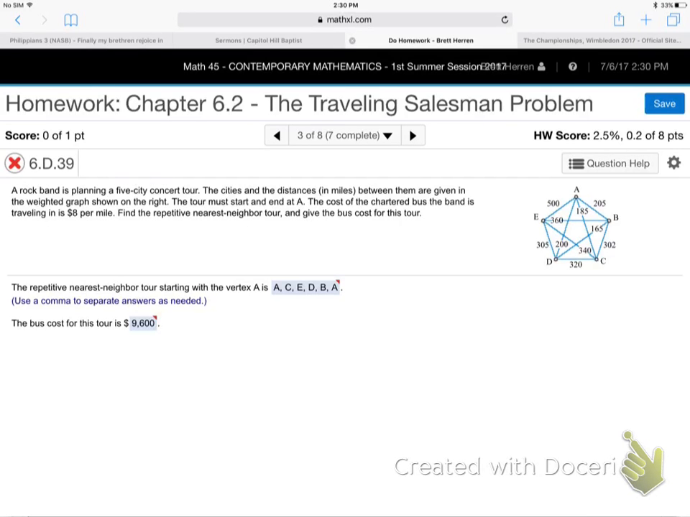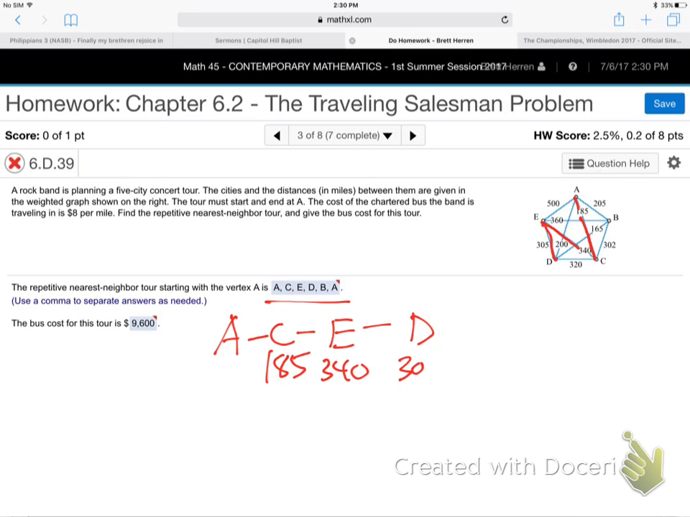Yeah, so starting at A. So I guess that's the real answer. So how much is that tour? Starting at A, from A to C, let's go over here to the map. From A to C is what? 185? It's 185. And from C to E is what? 340? 340. And from E to D, so they go this way, E to D is 305.